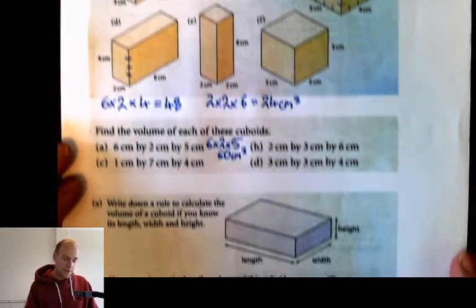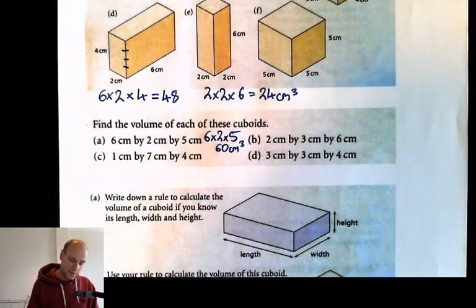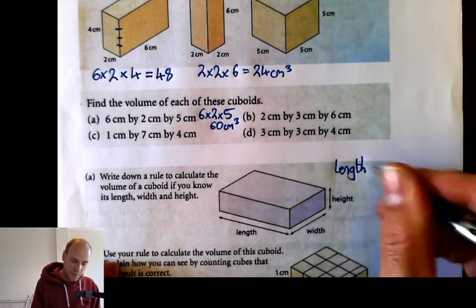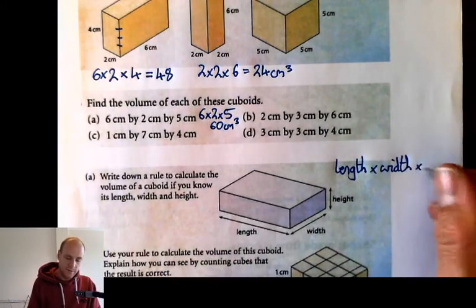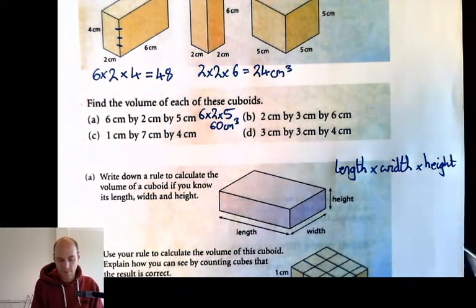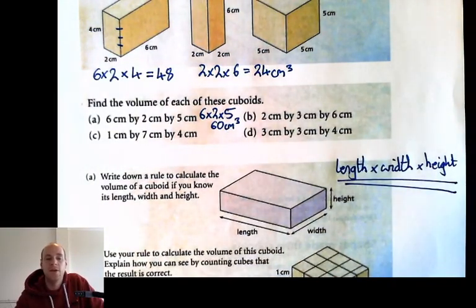And then it says here, write down a rule to calculate the volume of a cuboid. So the rule is, you do the length times by the width to find out how many squares there are on top, and times that by the height. And there you have it. We've got our rule. So we can apply that rule to any cuboid, as long as we know how many centimetres there are on the length, the width and the height.